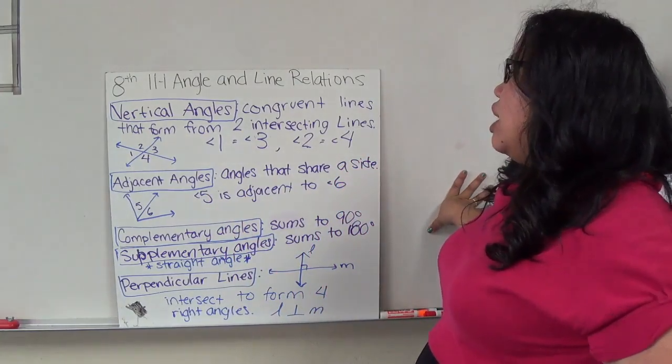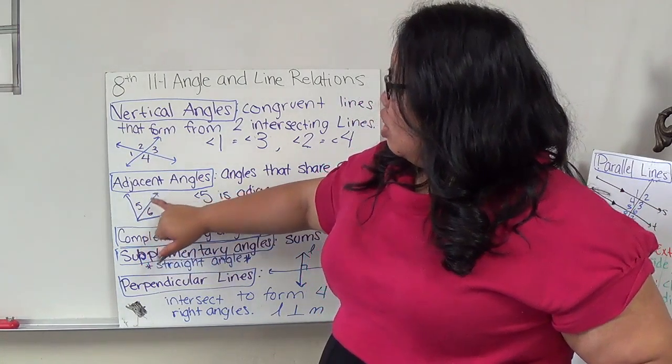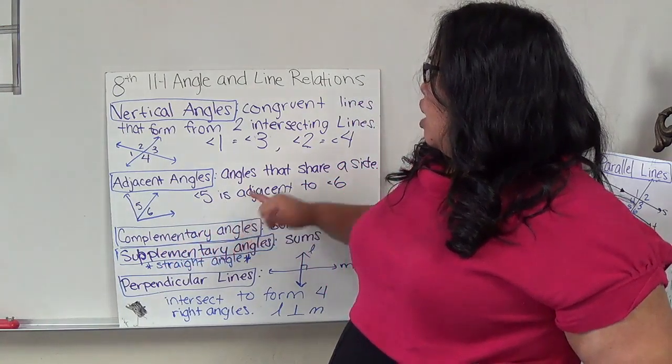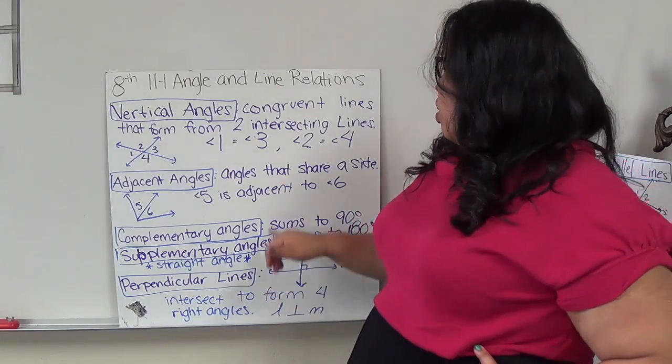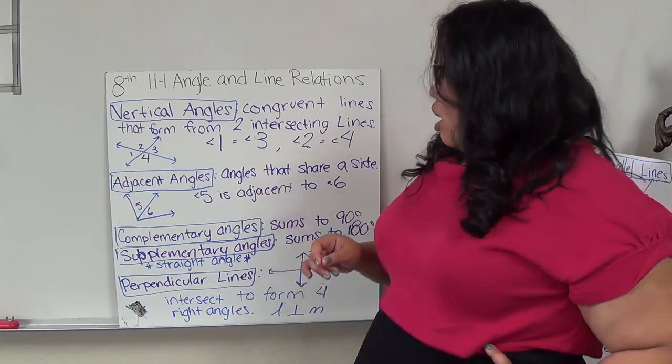Adjacent angles are angles that share a side. So because this line is shared by angle 5 and angle 6, the angles are called adjacent. Okay, they're neighboring angles, so they're adjacent to each other. So angle 5 is adjacent to angle 6.